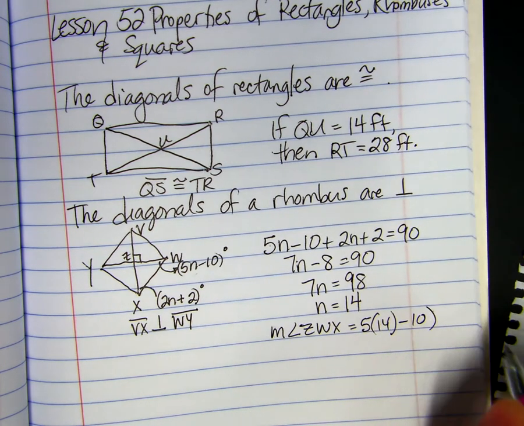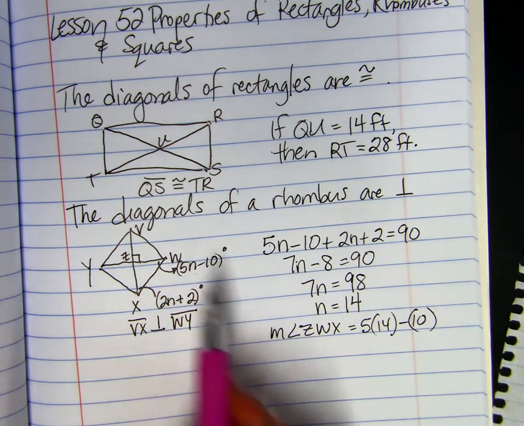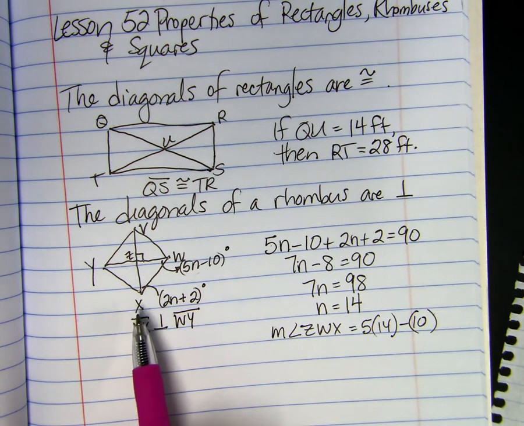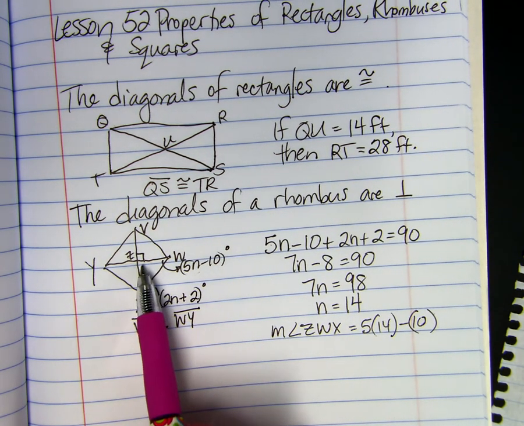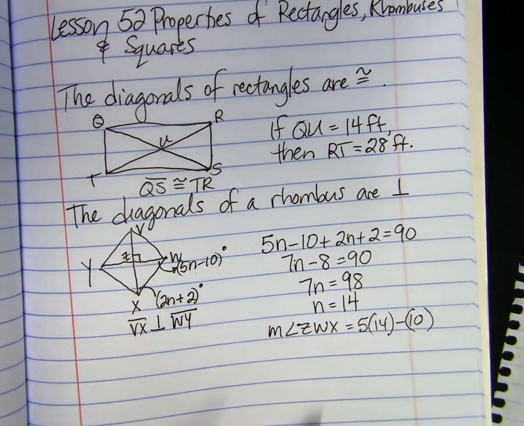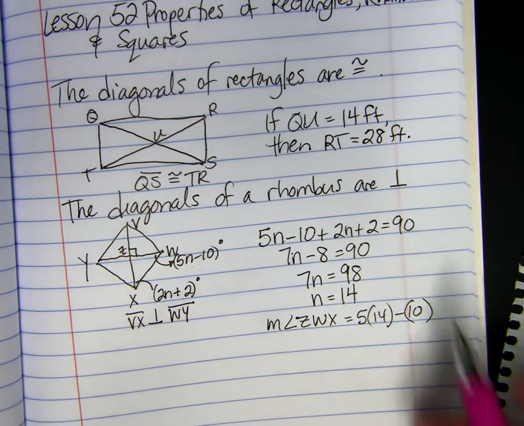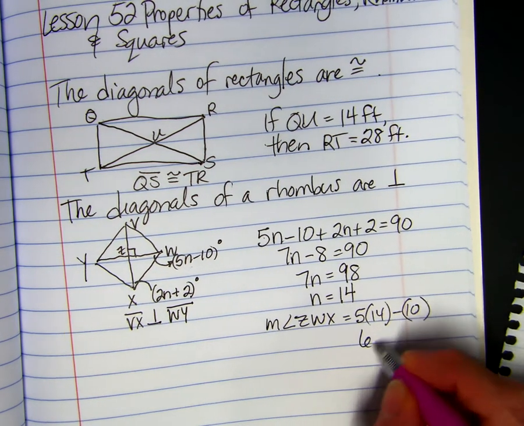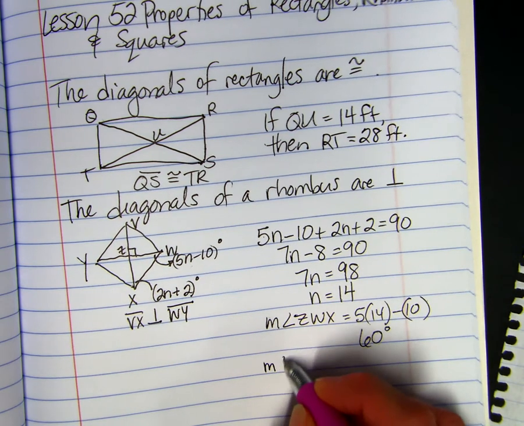Harrison, how did you get 90? Oh, because in a triangle, all three angles add to 180. Oh, okay. If one of the angles is 90, the other two will be complementary. They'll add to 90. Okay, so 5 times 14 is 70 minus 10 is 60 degrees, which means the other one will be 30.